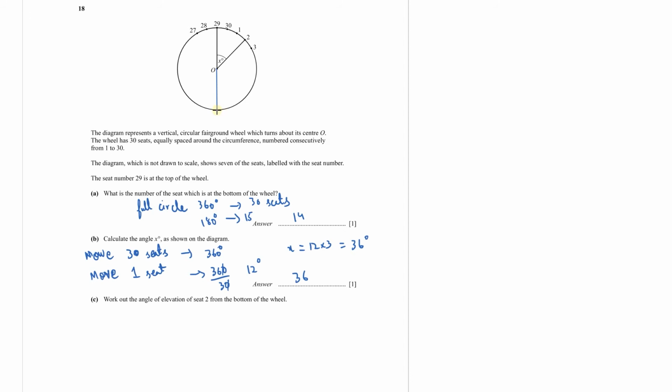And if I draw another straight line, you're looking for the angle of elevation of seat 2 from the bottom of the wheel. So you're looking at angle of elevation. So angle of elevation is always from the horizontal, right? So this will be my horizontal line. And so my angle of elevation for seat 2 will be represented by this line here. So let me mark this in green. So this is my angle of elevation. So this is my horizontal line here, and the angle of elevation of seat 2 from the bottom of this wheel is this. Let's call it angle H.